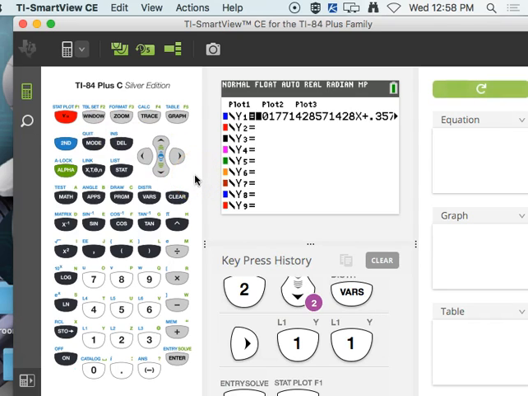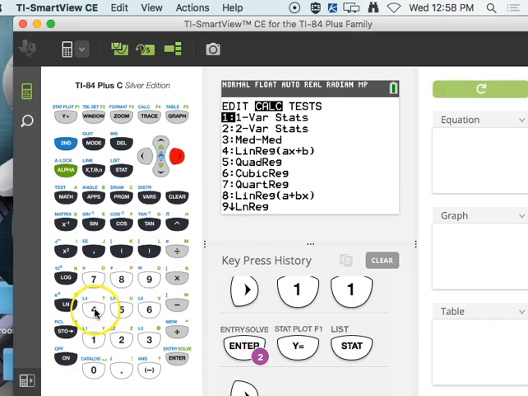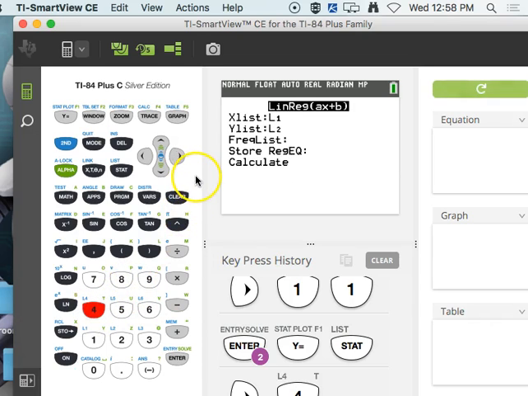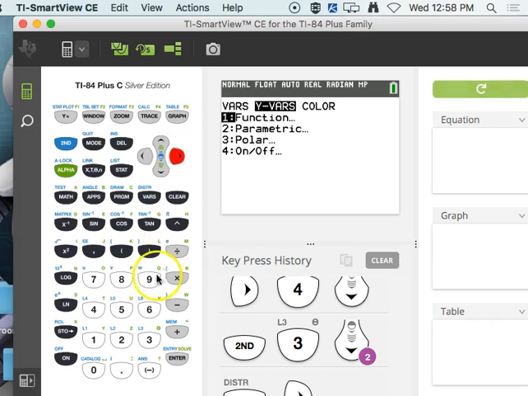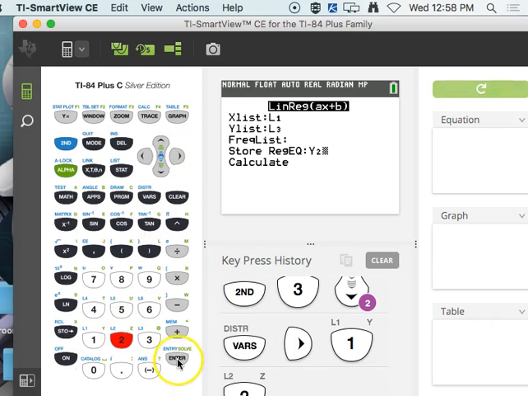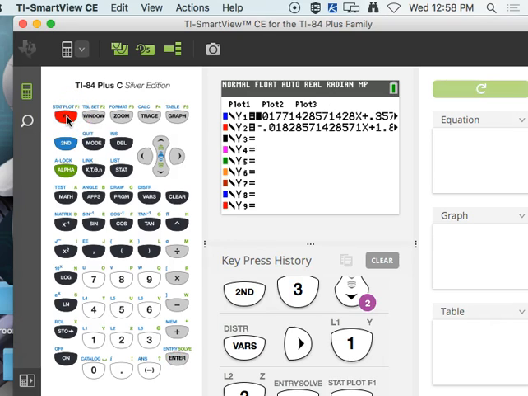So what do? Stats again. Calculate. What do I have to change? List 3, exactly. List 1 is good, but list 3. So second, number 3. And then what do we want to put in for the y's? Y sub 2, yeah. So variables, y variables, number 1, number 2, enter, and calculate. And if we go to y equals, they're both there. And look, this one has a negative slope. That matches what we said. Detroit's population was going down.